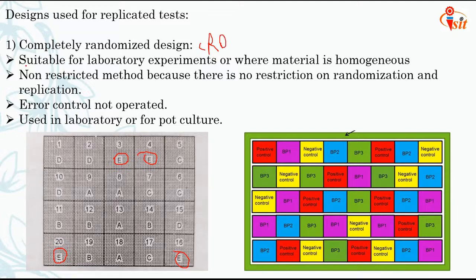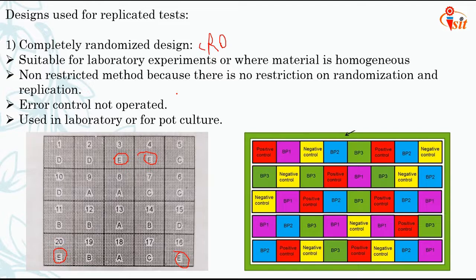The first point about the CRD is that it is suitable for a laboratory experiment or where the material is highly homogeneous. See here, student, the CRD method is only used for pot culture or laboratory materials, or whatever the different strains of cultures of bacteria or fungi. For that purpose the completely randomized design is used.